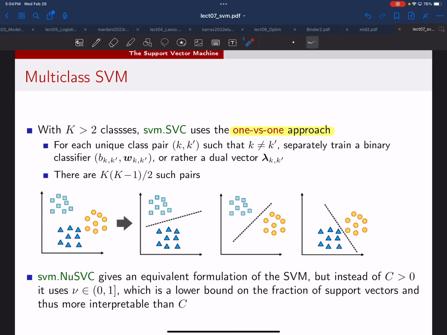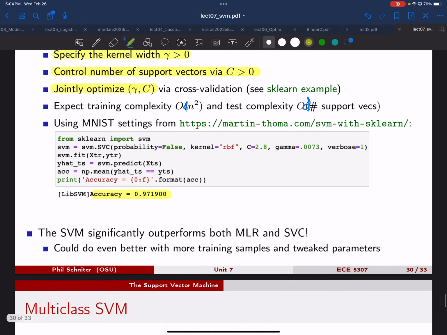Otherwise, the interface is exactly the same whether you have binary or multi-class.